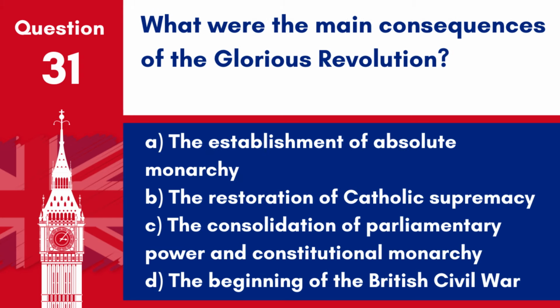Question 31. What were the main consequences of the Glorious Revolution? A. The establishment of absolute monarchy. B. The restoration of Catholic supremacy. C. The consolidation of parliamentary power and constitutional monarchy. D. The beginning of the British Civil War.